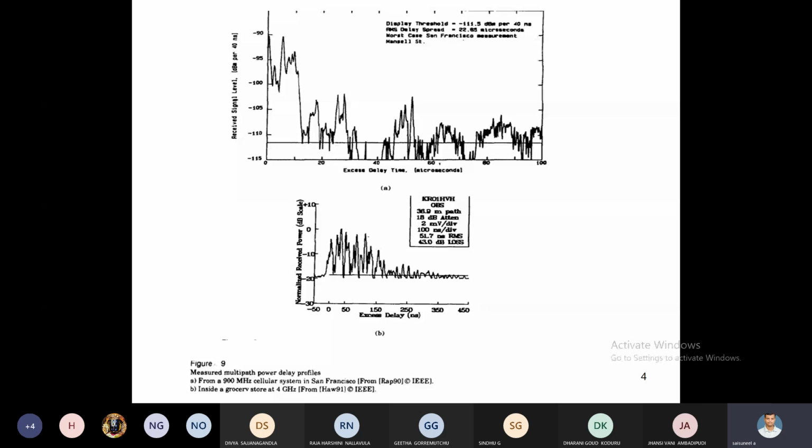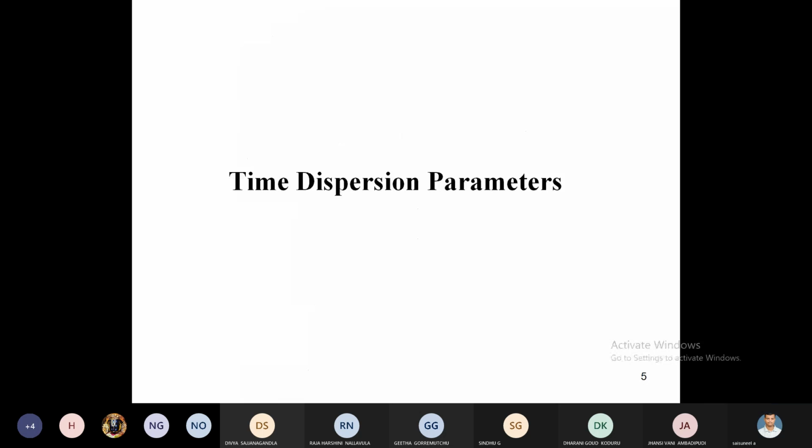Right. Here now we are going for the first parameters of the mobile multipath channel, which are the time dispersion parameters. Nothing but these parameters are totally dependent upon the time taken for the signal from the transmitter to the receiver.